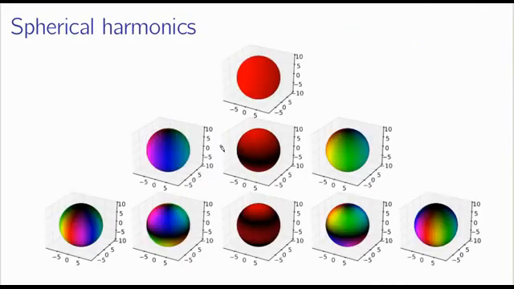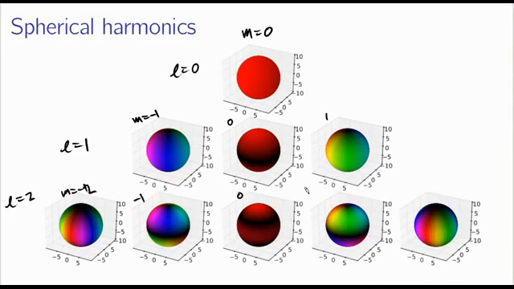This is the sort of structures you get. The central column here is for m equals 0. The first row here is for L equals 0. The second row is for L equals 1. So we have m equals minus 1, m equals 0, and m equals 1. The third row here is for L equals 2. So I have m equals minus 2, minus 1, 0, 1, and 2 for my allowed values of m.